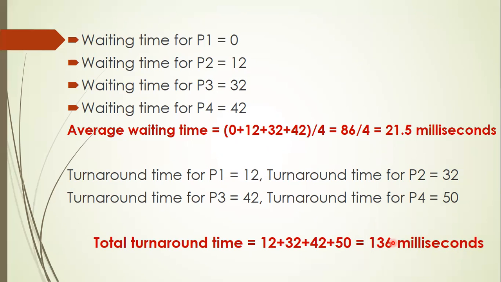As I explained in the last class, out of the different CPU scheduling criteria, CPU utilization should be maximum and throughput should be maximum. Whereas waiting time, turnaround time, and response time should all be minimum.